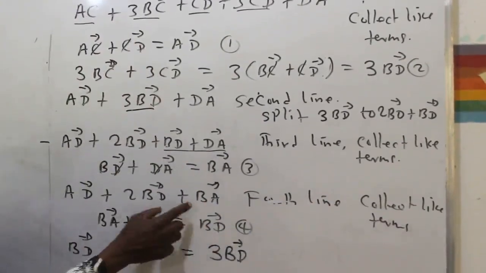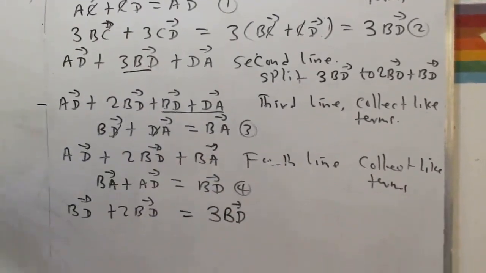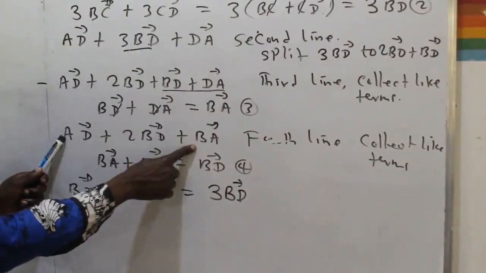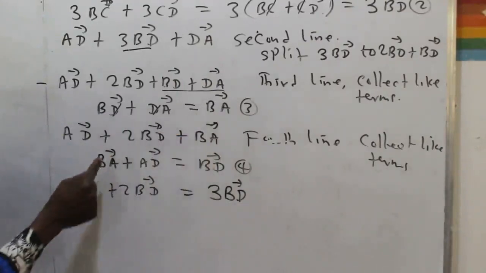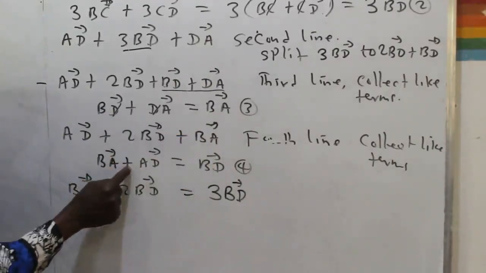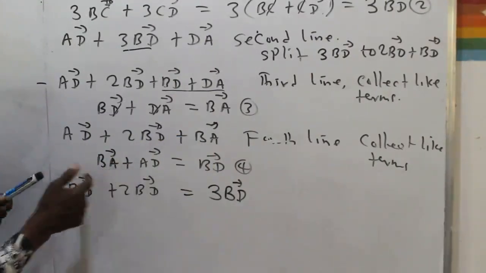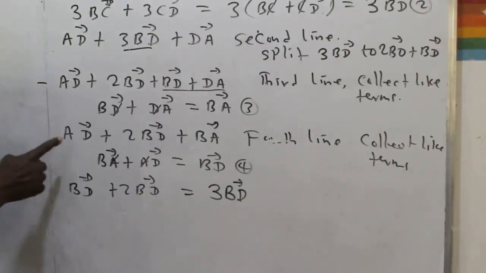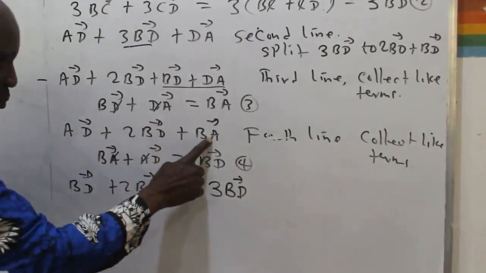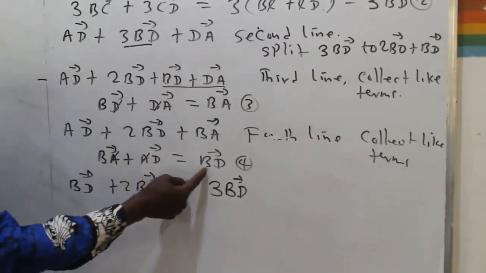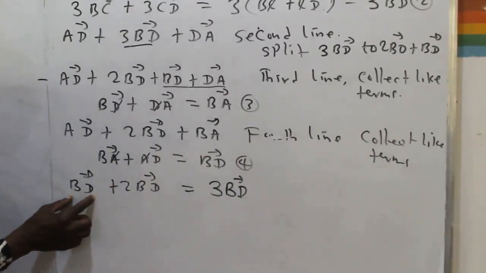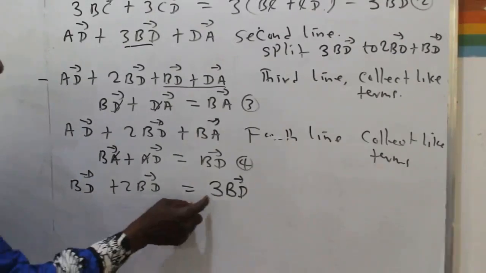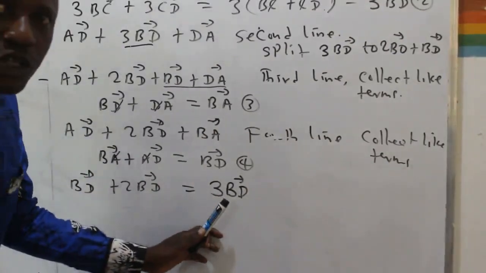So you collect like terms. You have to be very careful at this stage. Instead of AD plus BA, it's better you write it as BA plus AD. Now, BA plus AD, A cancels A, you are left with BD. Now, in place of BA plus AD, you replace it with BD. So, BD plus 2BD is giving us 3BD. So, this is the final solution.